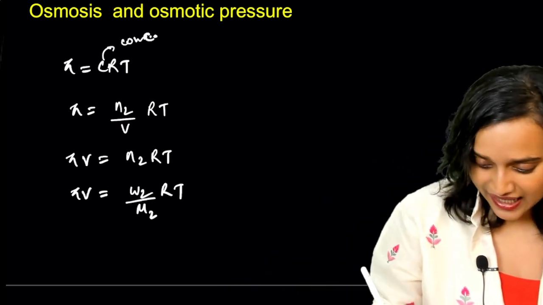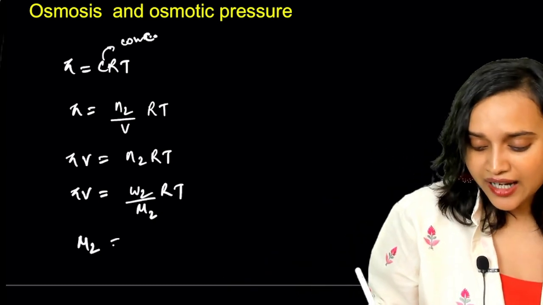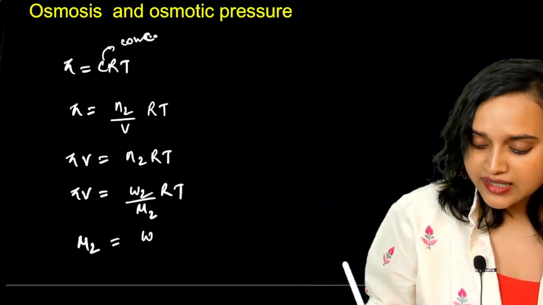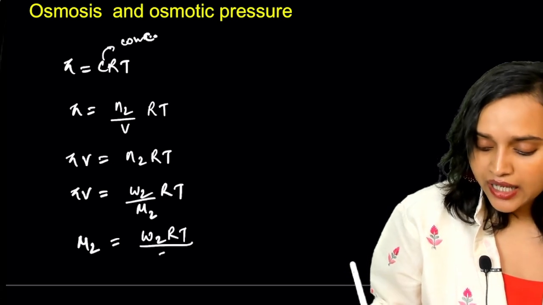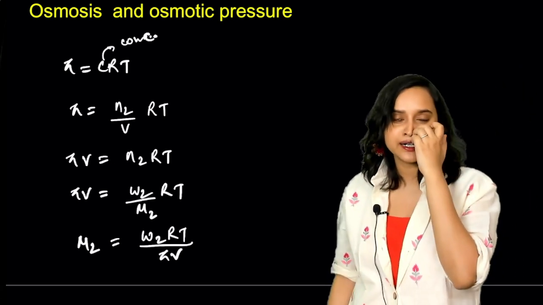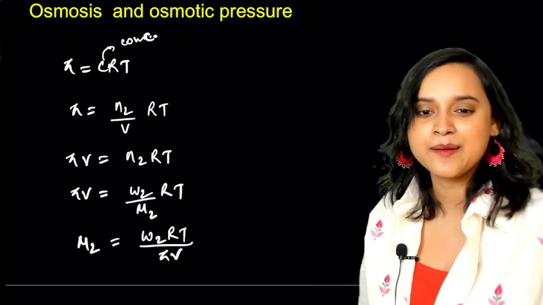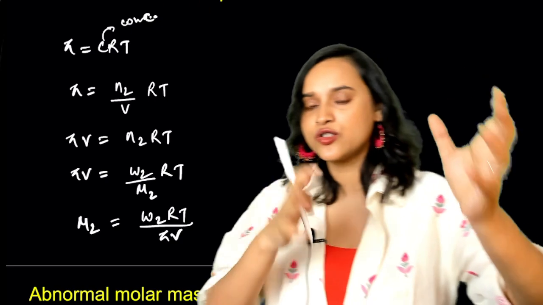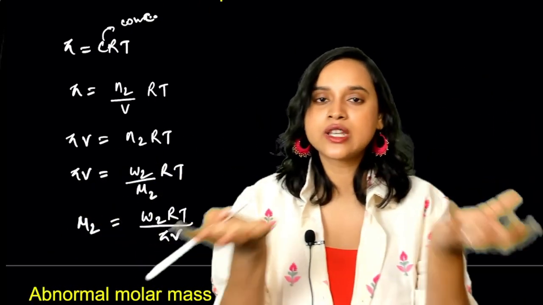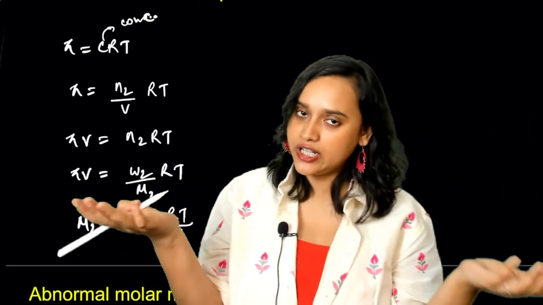And that means that from here I can calculate molar mass. So molar mass is equal to W2 RT divided by pi V. Do you all agree to this? Absolutely. Now there is something called an isotonic solution. Basically, two solutions that have the same osmotic pressure are called isotonic.